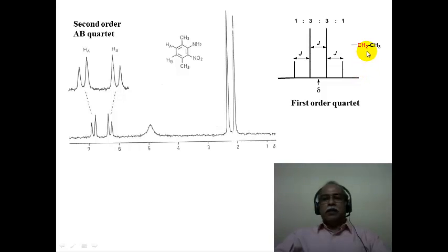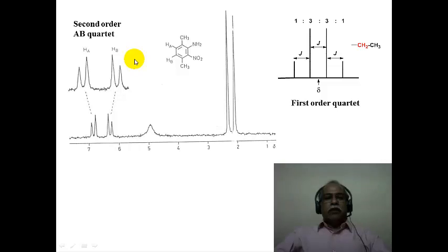Under such circumstances, the CH3 splits the CH2 into a quartet, and the difference between this quartet and this quartet is evident from the picture itself. In this quartet, the AB quartet, the intensities are different. The intensities are supposed to be 1:1 for this doublet and 1:1 for this doublet. Such is not the case in this particular picture.